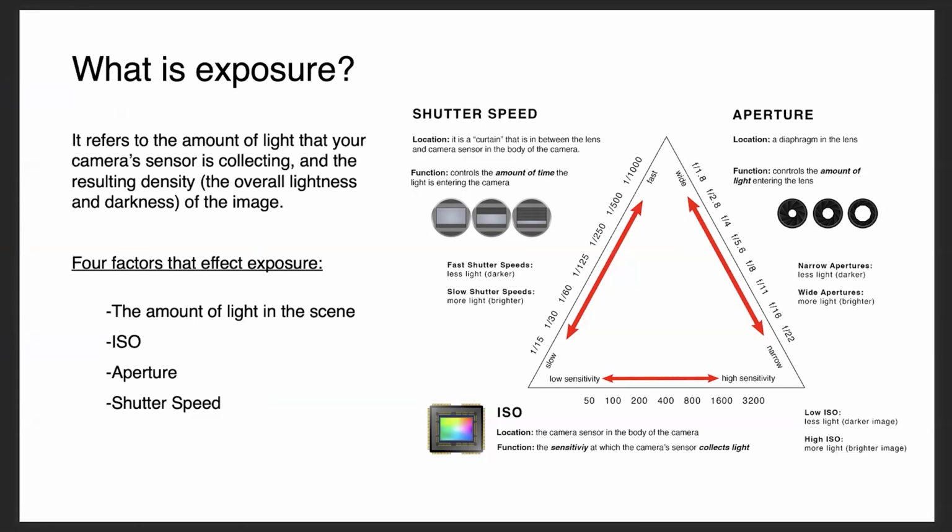I had mentioned in the exercise video, and you've already seen this slide before with module 1. Exposure is referring to the amount of light that your camera sensor is collecting and the resulting density of your image. So whether or not it is too light or too dark.